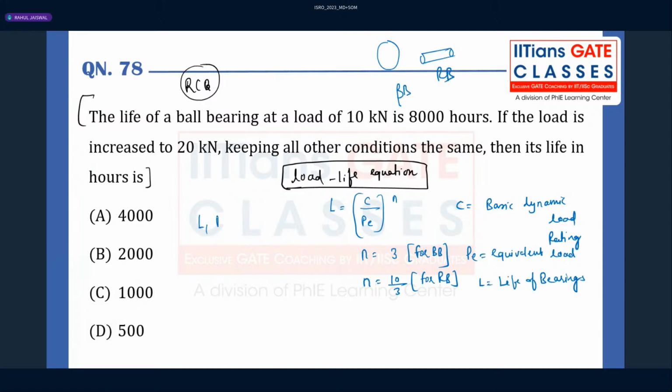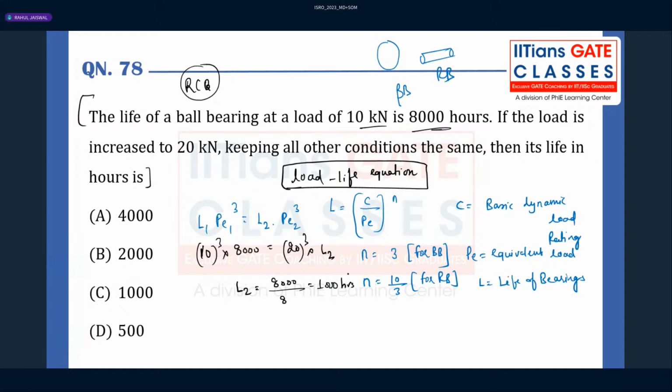So L1 into PE1 cube is equal to L2 into PE2 cube. So they have given that at one particular load, it has a life of 8,000 hours. When I increase my load to double of that, then till what life will it be able to survive? L2 will be what? L2 will be 8,000 divided by 8, that will be 1,000.